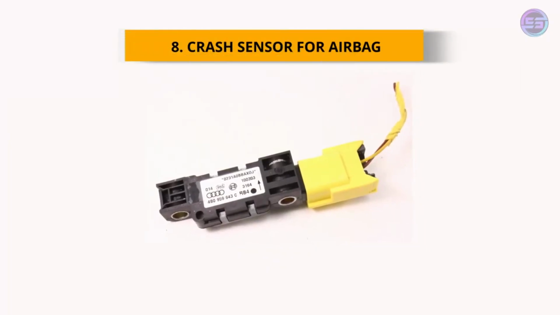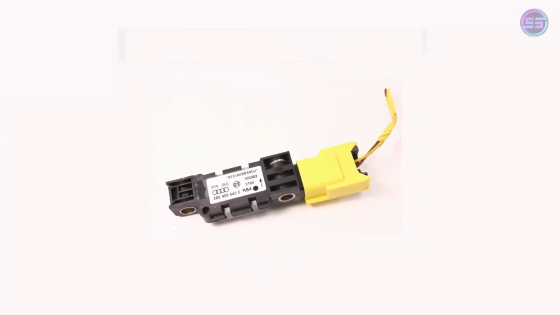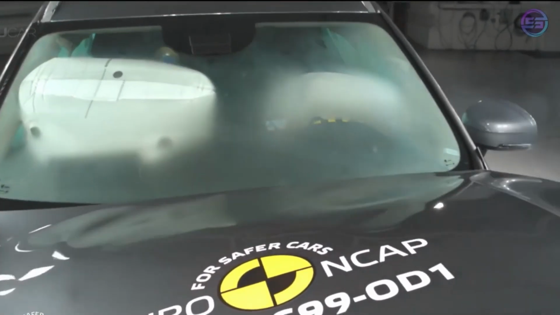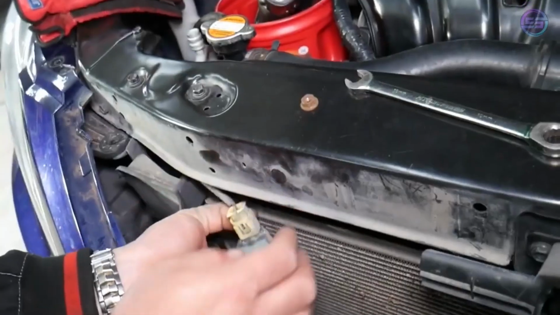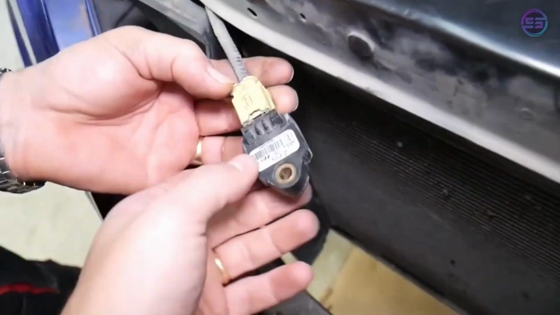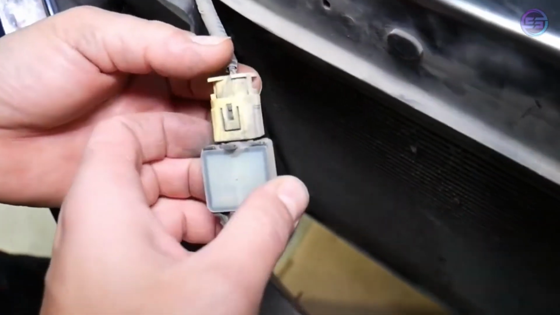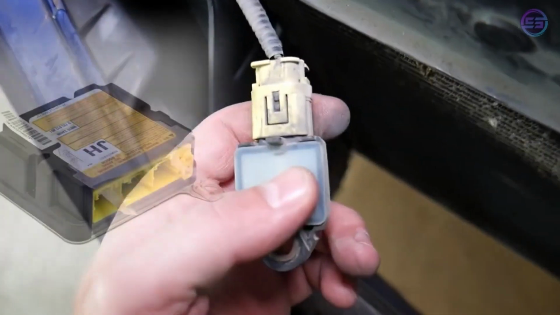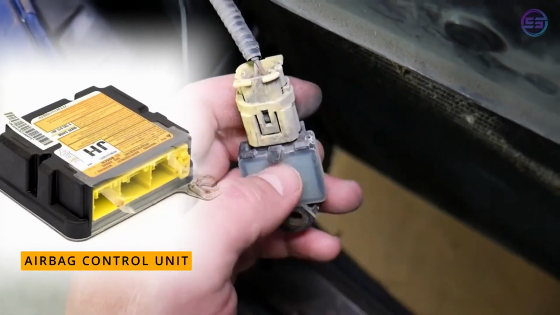Number 8. Crash sensor for airbag. The airbag system is one of the most important components in your vehicle's safety system. Crash sensors are small pieces of electronics, designed to tell when the vehicle has been damaged in an accident. The sensor signals to the airbag control unit within milliseconds after collision.